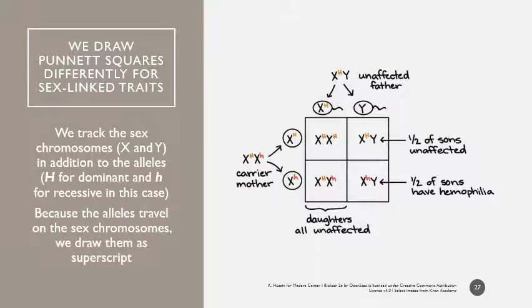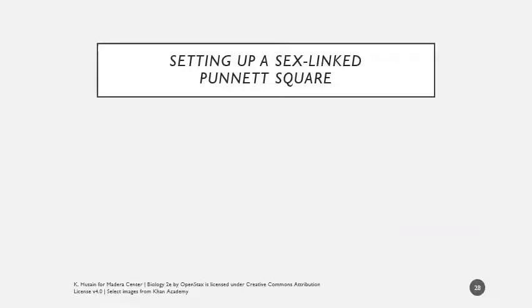Again, those alleles are traveling on the sex chromosomes, so we draw out those sex chromosomes and then we draw those different conditions as superscripts next to each letter that represents a chromosome. So I'm going to go ahead and draw this out and kind of explain how we get here.